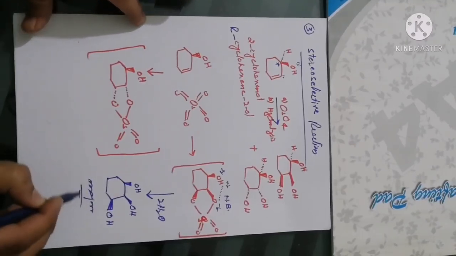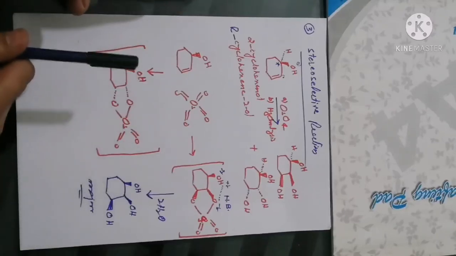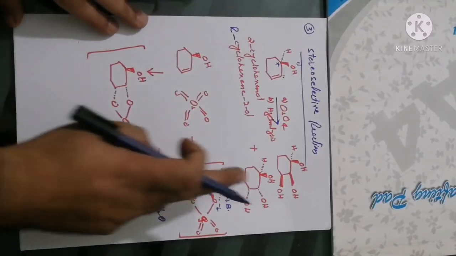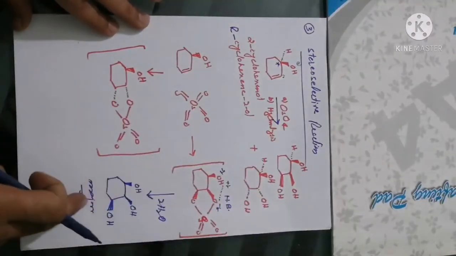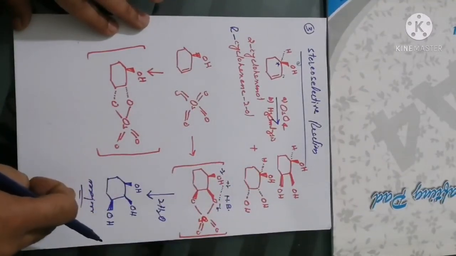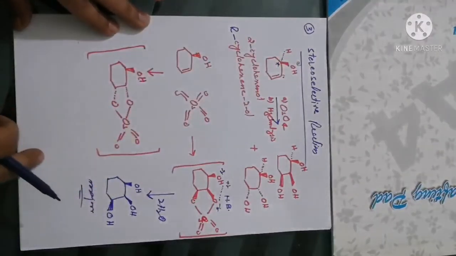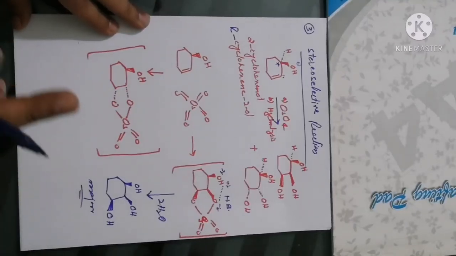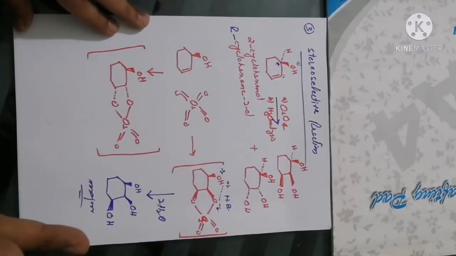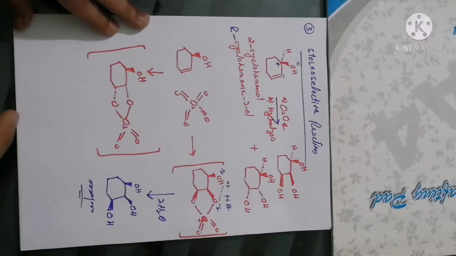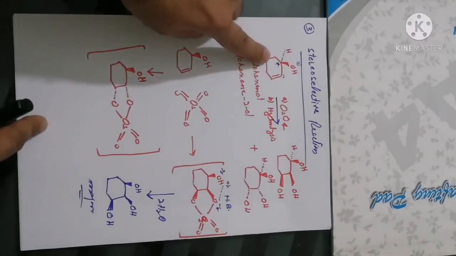Is it stereoselectivity or regioselectivity? This is stereoselectivity. The stereochemistry of the product depends upon the stereochemistry of the already present functional group. In a stereoselective reaction, we get two stereoisomers, one in major amount and one in minor amount. The amount of the stereoisomer depends upon the stereochemistry of the already present functional group.